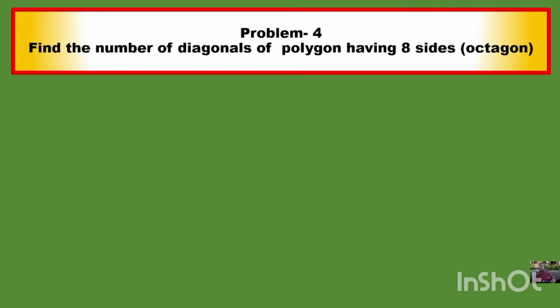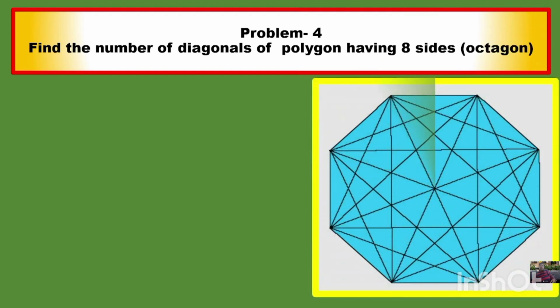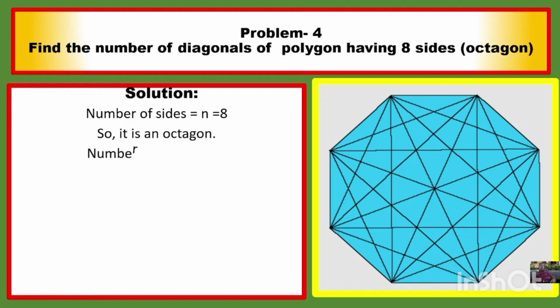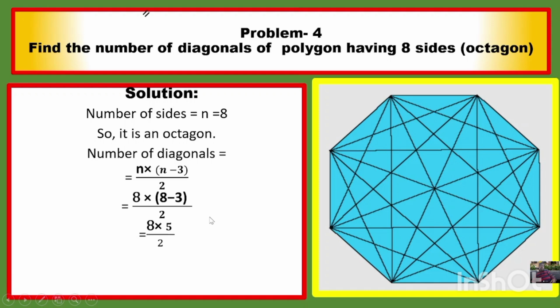Find the number of diagonals of polygon having 8 sides, which is an octagon, and such a nice diagram for you. Number of sides, n is equal to 8. Okay, so number of diagonals, n into n minus 3 by 2, which is 8 into 8 minus 3 by 2, 8 into 5 by 2, which is 20. So octagon has 20 diagonals. You see, you can find how many diagonals a polygon has. Octagon has 20 diagonals.